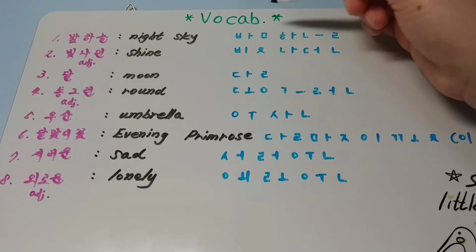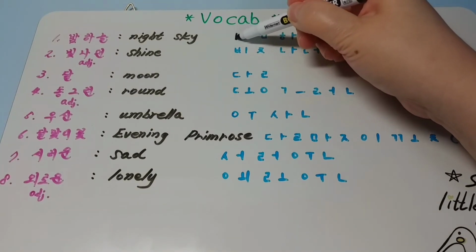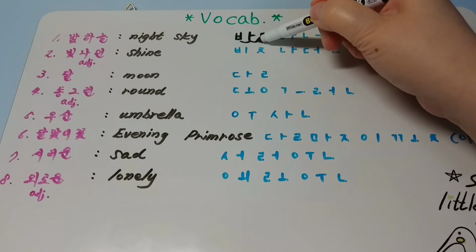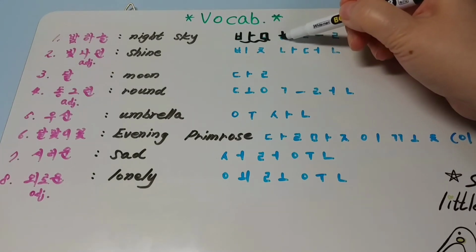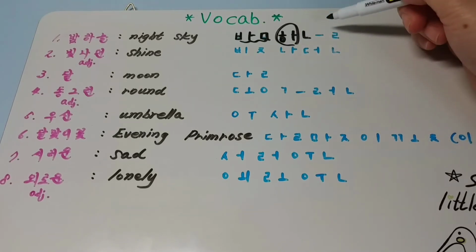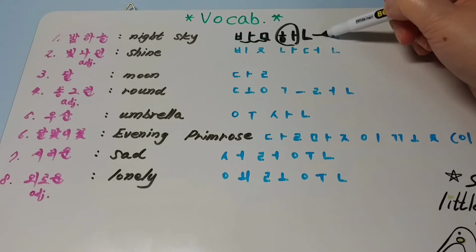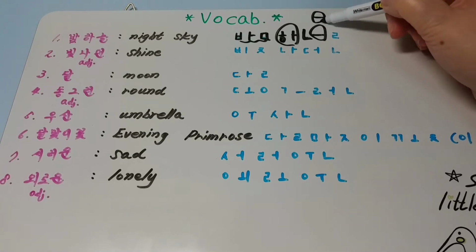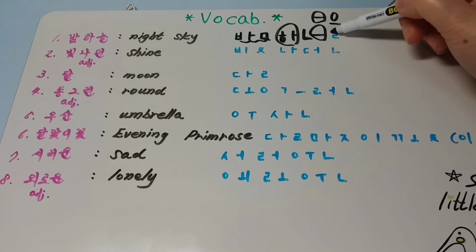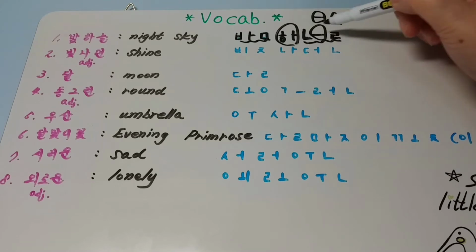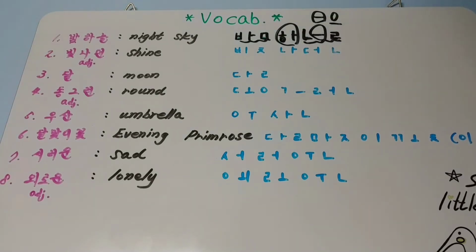First, consonant bieup. Vowel a. Ba. Consonant mieum. Bam. Night. Consonant hieut. Vowel a. Ha. Consonant nieun. Vowel eu. You can write eu like this or like this. Next, consonant rieul. Neul. Bam ha neul. Nice. And then number 2.